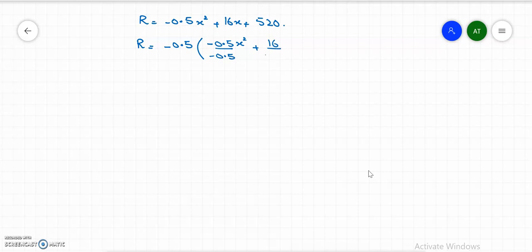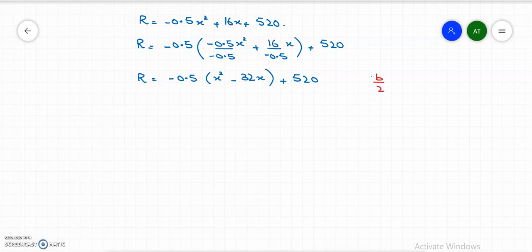So 16 divided by negative 0.5 gives x, and then plus 520 stays the same. So the revenue would be equal to negative 0.5 times x square, and when 16 is divided by negative 0.5, it makes negative 32x, and then 520. Right? Okay.